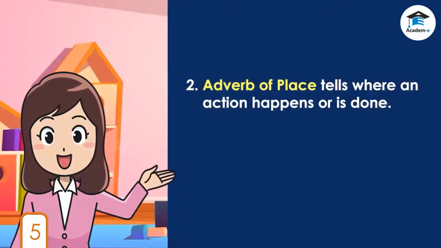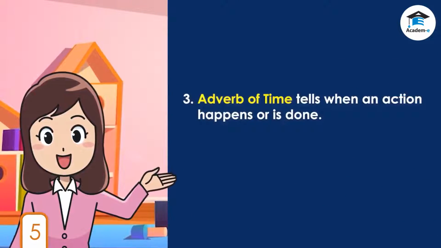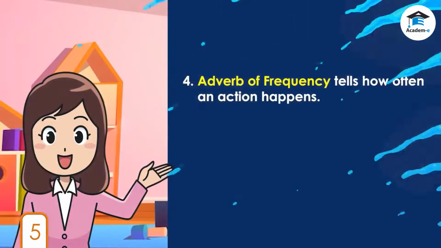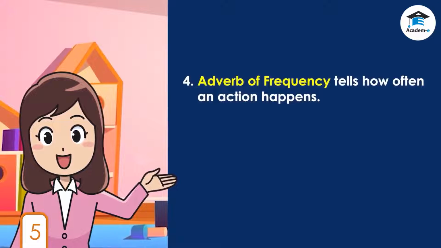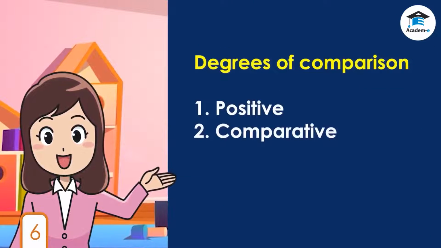Adverb of place tells where an action happens or is done. Adverb of time tells when an action happens or is done. Adverb of frequency tells how often an action happens. Adverbs, like adjectives, also have degrees of comparison, namely positive, comparative, and superlative.